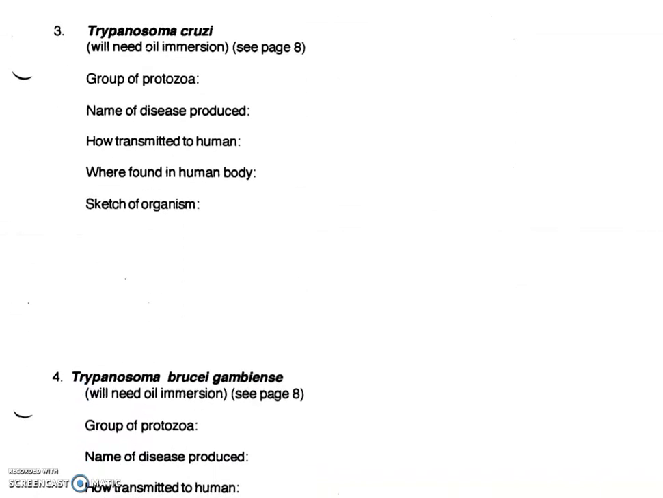Trypanosoma cruzi, this one, the type of protozoa that's produced, it's a flagellate, and it causes Chagas disease. And make sure that you take a look at pathogen group number 4, so you should be finding it there and be able to make a sketch of what this organism looks like.